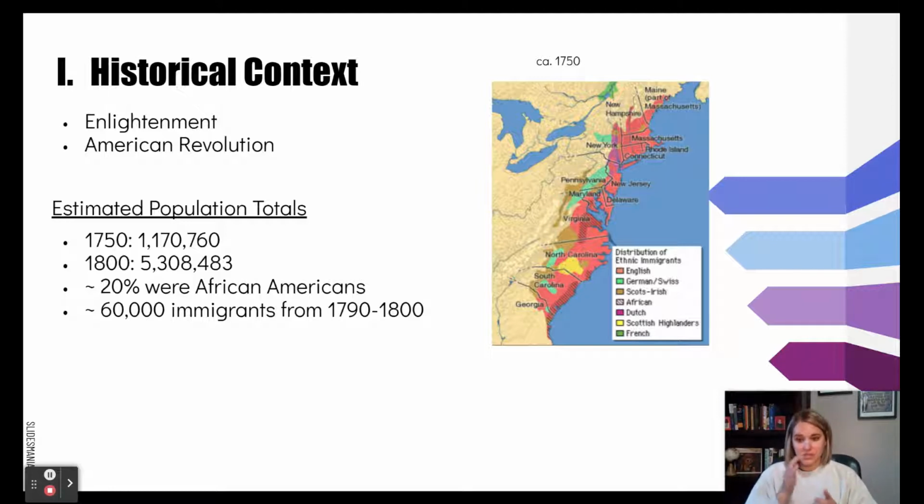Also look at the estimated population totals. So just over 1 million people in 1750 and well over 5 million people in 1800. What's important to note is that there were significant increases in the population, primarily due to births and higher life expectancy. So while in 1790 to 1800, we know there's around 60,000 immigrants, that's not making up the largest portion of the growth of the nation. Additionally, we see increased diversity, with the largest group being African Americans at 20%, the largest group of immigrants, and they were, of course, forced immigration.